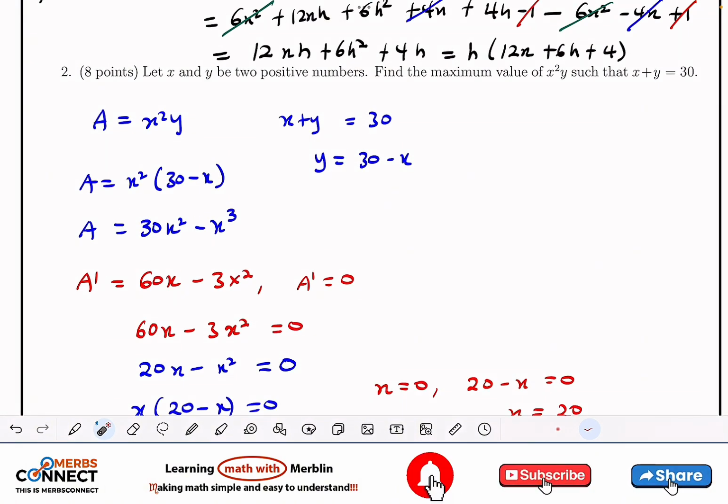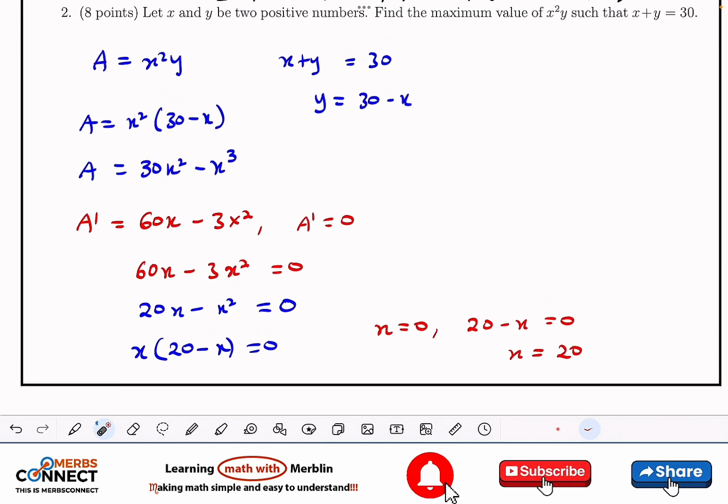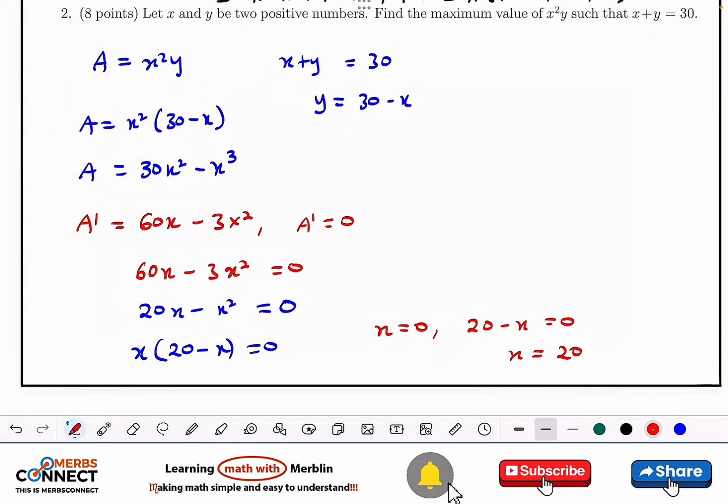But the idea is that we cannot maximize this with x equal to 0, because when I plug it in here, I'm going to get 0. So the value that we need to choose is when x is equal to what? 20. So we pick x is equal to 20.